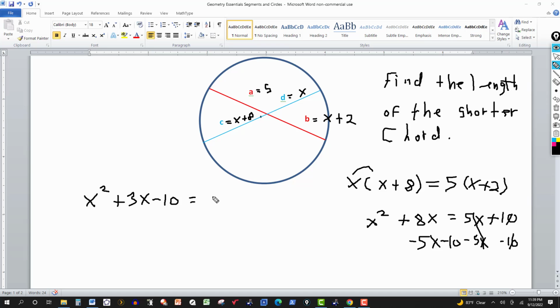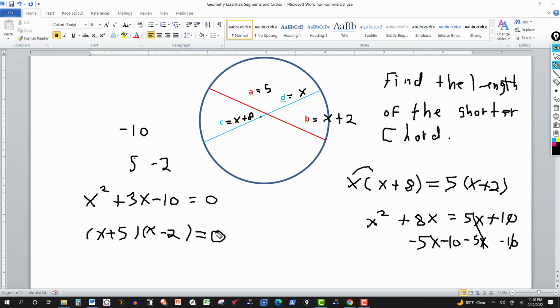And then the right side is just 0 now. Once you have everything simplified and one side is 0, you proceed to factor this. Since the coefficient of the square term is 1, we're looking for factors of negative 10 that multiply to give you negative 10 but add up to 3x. That'll be 5 and negative 2. 5 times negative 2 is negative 10, and 5 plus negative 2 is 3. So that's what we want. So we make this x plus 5 times x minus 2, equal to 0.